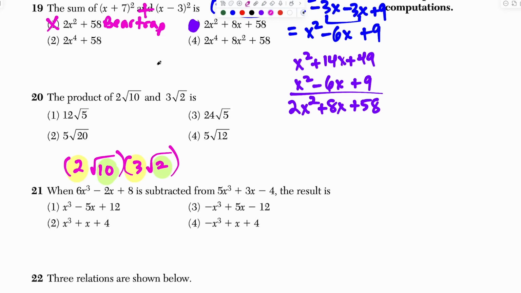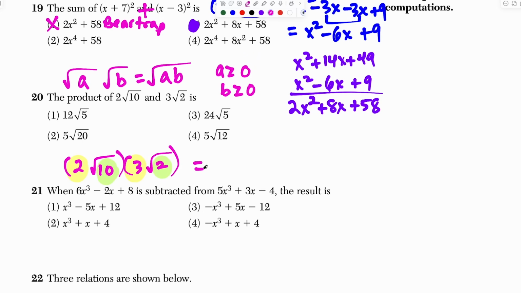Okay, the big idea for this is to know that when you have something like radical a times radical b, this is equal to radical a times b. And we do this when a and b are greater than or equal to 0. Okay, so this is when a is greater than or equal to 0 and b is greater than or equal to 0 that we use this. So when I simplify this, I do 2 times 3 is 6, and then square root 10 times square root 2 would make square root of 10 times 2, which is going to give us square root of 20.